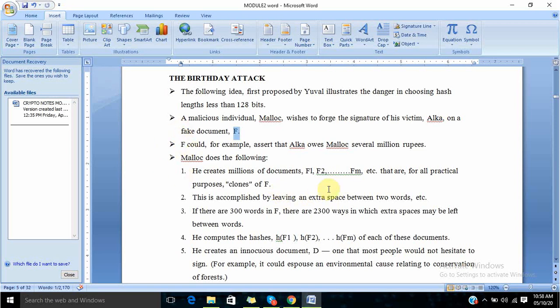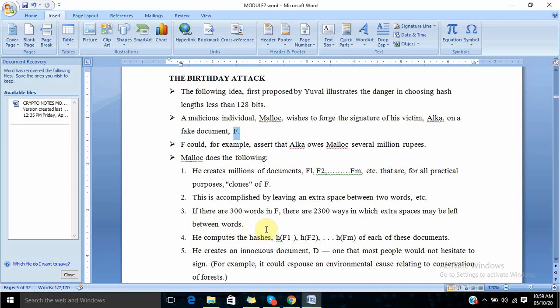That is nothing but clones of F, F1 to Fm, maybe 100, maybe 1000, that depends on him, on how many he creates. So he creates millions of documents of F. How does he do it? He does it by leaving an extra space between two words. In the example they have given, if there are 300 words in that document, then there are 2^300 ways in which extra spaces may be left between these words.